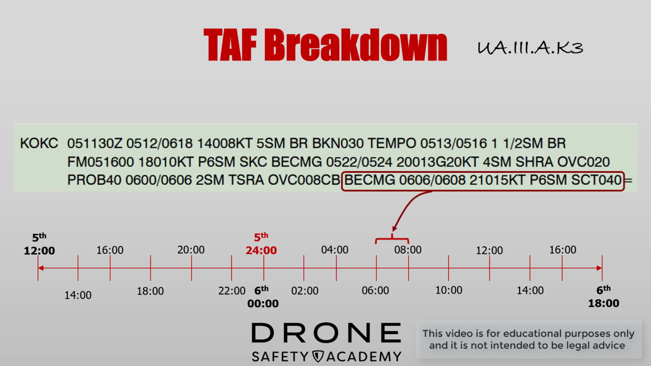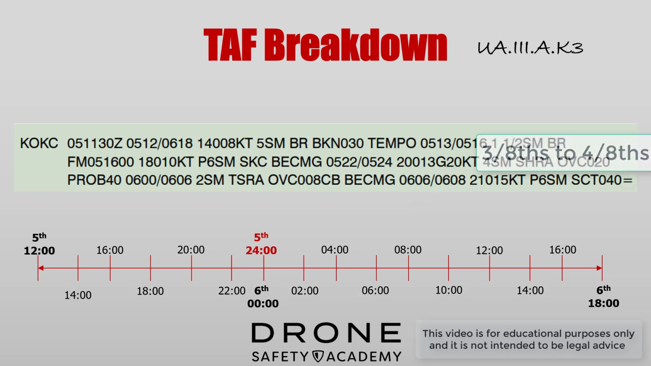And the last group is a becoming group, starting on the 6th day of the month at 600 hours, extending to 800 hours. Wind direction is expected to be at 210 degrees at 15 knots, visibility greater than 6 statute miles, and sky conditions are expected to be scattered at 4,000 feet. And this last symbol means end of forecast.